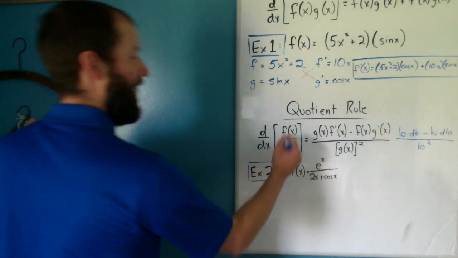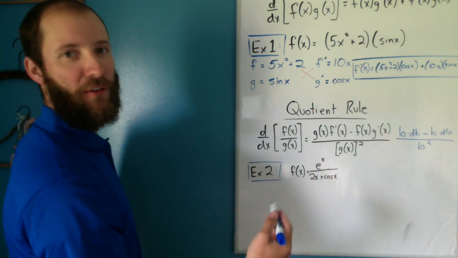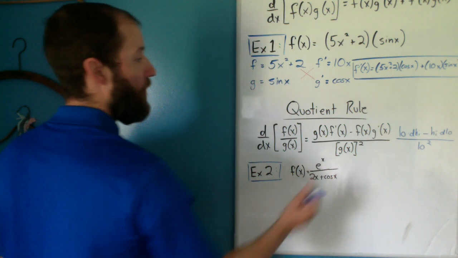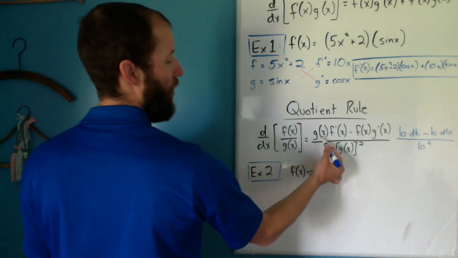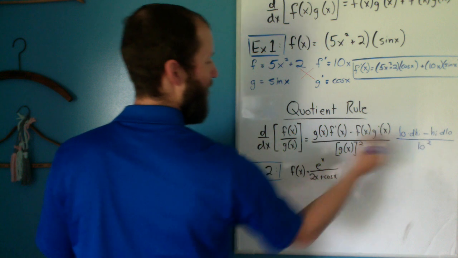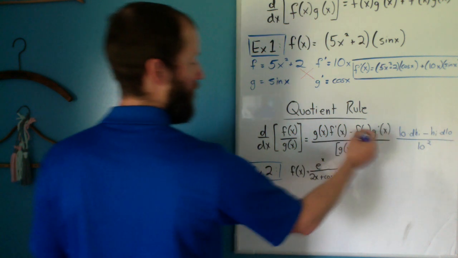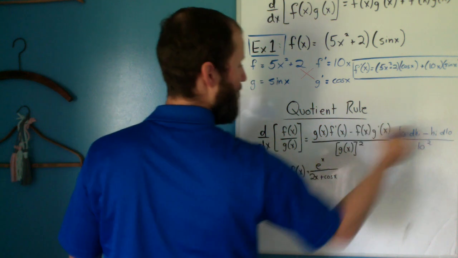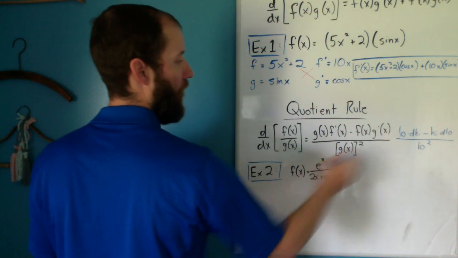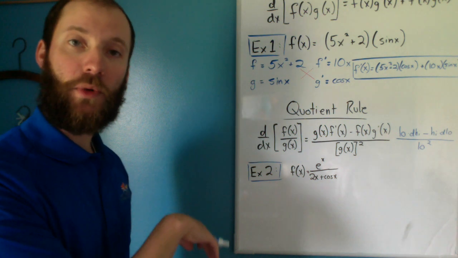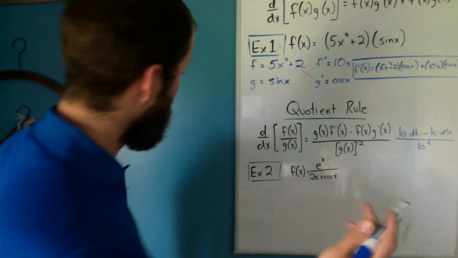What we're looking at is f of x, what's up top. We're going to call that the high function because it's up high. G of x, we're going to call the low function, it's down low. So low d high: the low function g of x, d high, the derivative of the high function, minus high function, f of x, the one up top, d low, g prime, derivative of low, all over low squared. So low d high minus high d low over low squared.